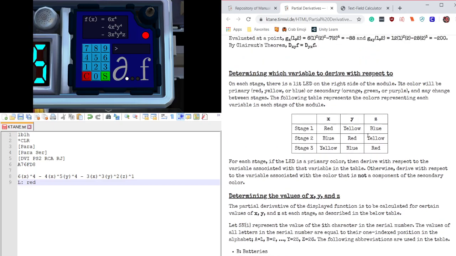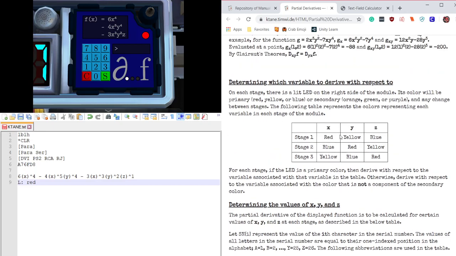The first thing we're going to do is find out what variable we need to pay attention to. We're going to do this by looking at the LED color. If the LED is a primary color, red, yellow, or blue, you can just plug it straight into the table, and that will give you your respective variable. So we have a red LED for stage 1, which means x is our variable we're going to pay attention to for this stage. If our LED was yellow, we pay attention to y. If it was blue, we're going to pay attention to z.